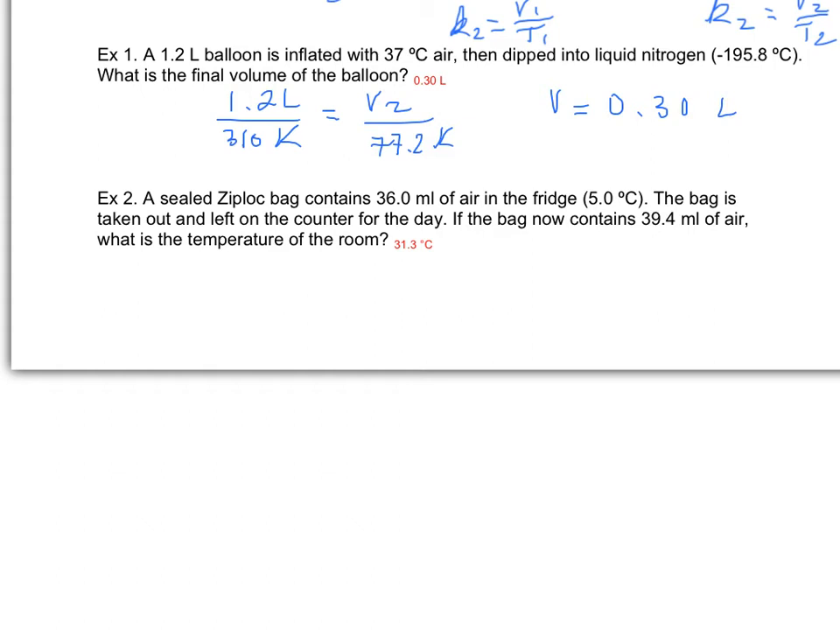Now when I'm talking about sigdigs, I am only allowed to have 2 in my answer. That's because my initial volume is 1.2 liters, not because I have 37 degrees Celsius air. As soon as I take 37 and add 273 to get 310 Kelvin, that becomes 3 sigdigs. I need to take my temperatures in Kelvin when I count my sigdigs to come up with my final answer. Here I have 3, here I have 3, here I have 2. I need 2 sigdigs in my answer.